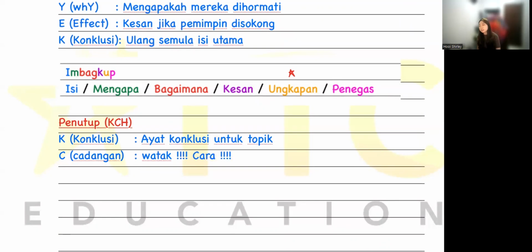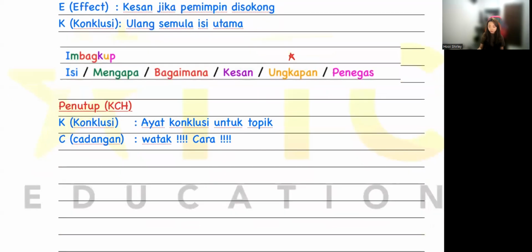For example, if this is amalan membaca, cara-cara untuk membuat amalan membaca, maybe the cadangan is like, ibu bapa harus menyediakan sudut bacaan kepada anak-anaknya di rumah. Okay, so ibu bapa is the watak, menyediakan sudut bacaan is the cara. Then we come to the harapan, which is the H. Agar supaya anak-anak lebih meminati untuk membaca buku. So this one is the harapan, which is kesan positif.